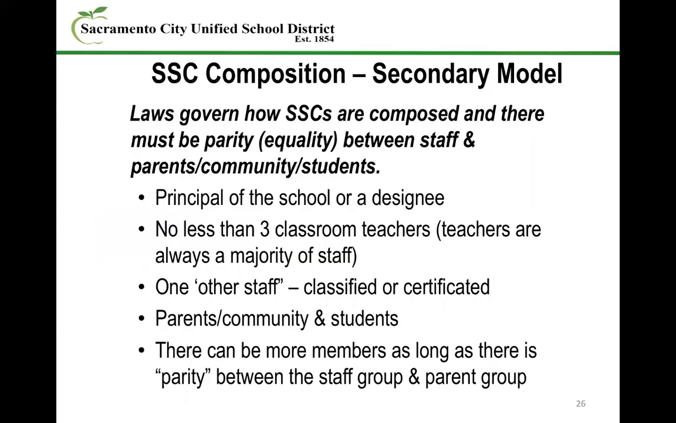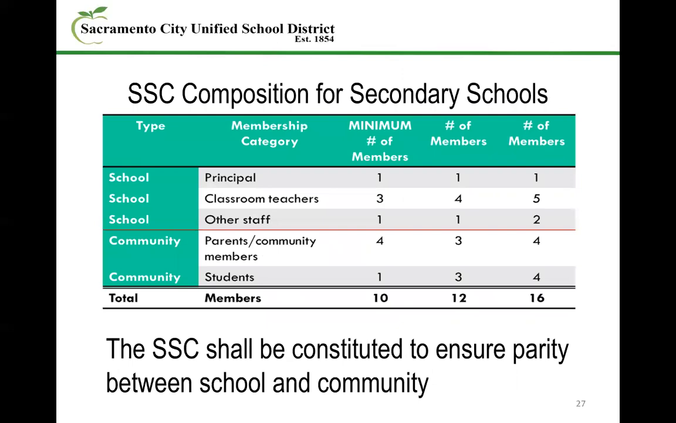In the secondary model, the same laws apply. A principal of the school or their designee, no less than 3 classroom teachers, 1 other staff, parents and community members, and a little bit different in a secondary model, students can also be part of the school site council. And there can be more members, as we had spoken of before, as long as there's parity between the staff membership and the parent, community, and student membership. And here's a chart that shows the secondary model. The minimum number for the secondary model on the council is 10, and it goes up incrementally in even numbers.